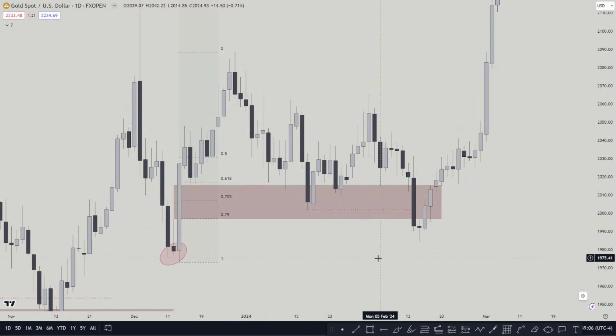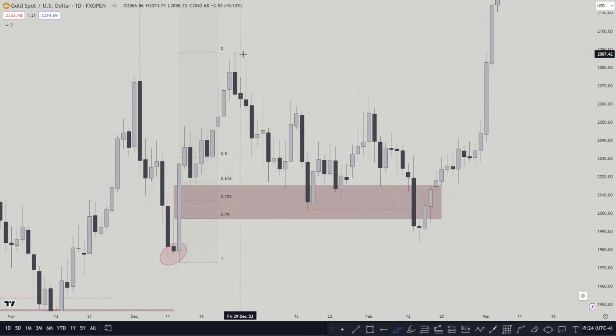And if you guys know what a 3-drive pattern is, I've talked about it before. A 3-drive pattern is when we have a fair value gap and price comes to it 3 times before flying. You see, that was the last sweep before price really went up and then broke structure here.